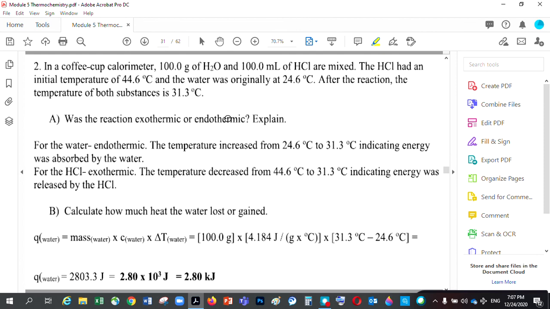In a coffee cup calorimeter, 100 grams of H2O and 100 mL of HCl are mixed, correct? This is dilution heat. The HCl had an initial temperature of 44.6 degrees Celsius, and the water was originally at 24.0 degrees Celsius. This is T initial, correct?